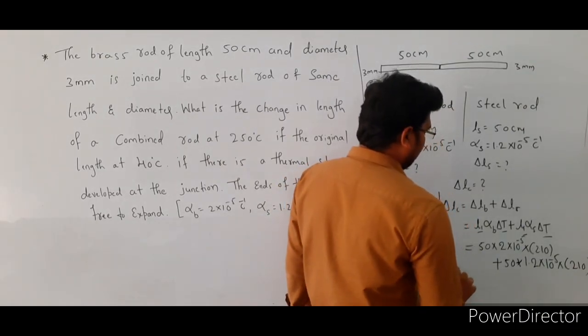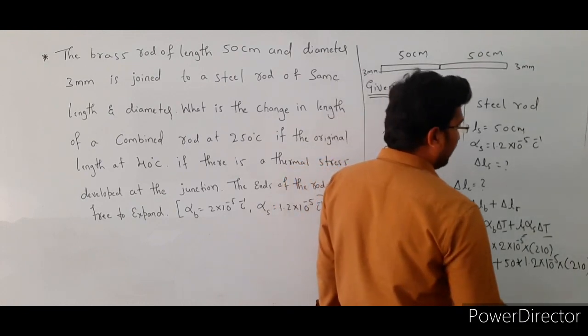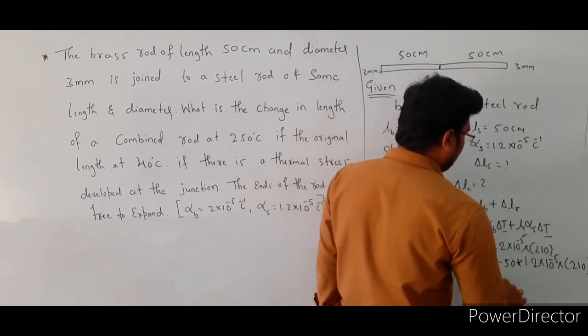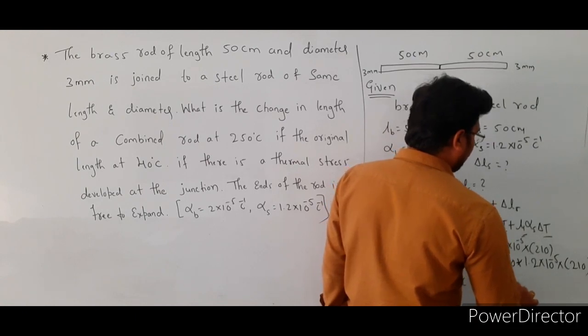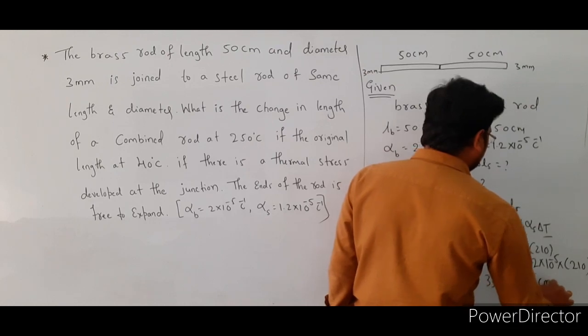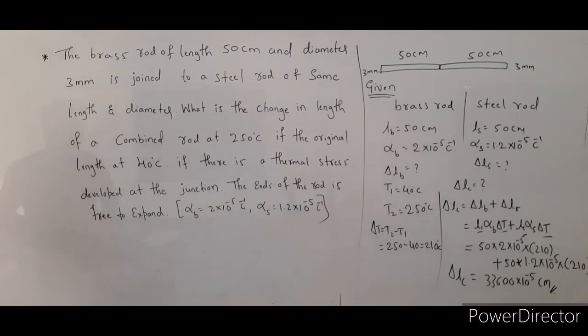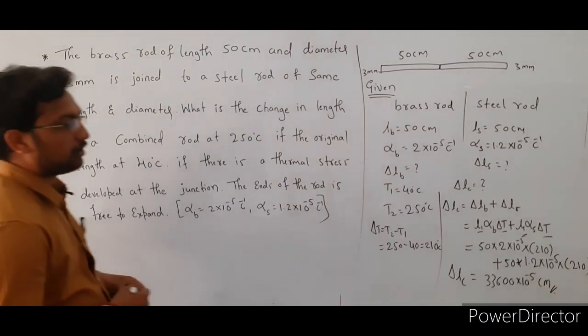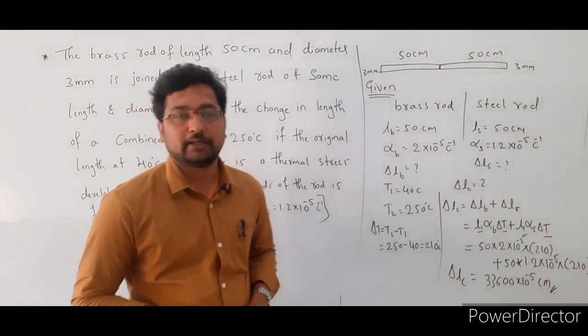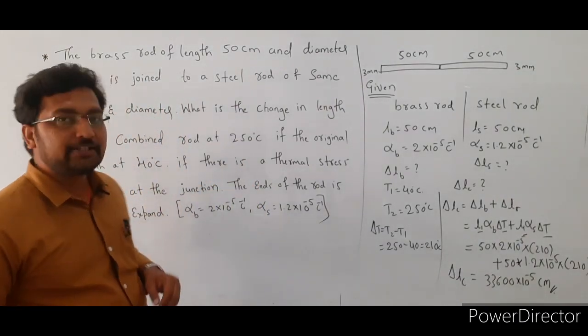Simplifying this, we get the change in length for the combined rod as 33600 into 10 to the power of minus 5 centimeter. So this is the value of the change in length of the combined rod. Now the second question: is there a thermal stress developed at the junction?